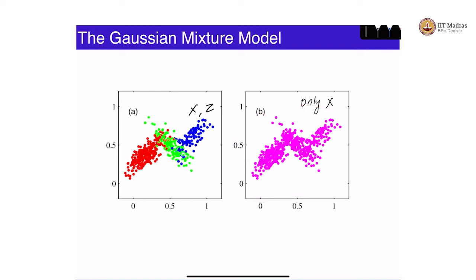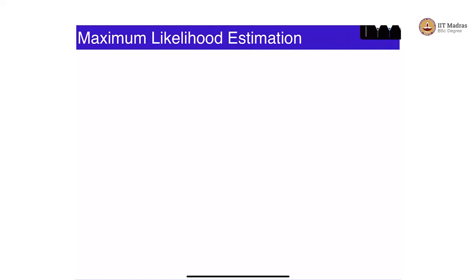Now the question is, can you estimate the parameters pi k, mu k and sigma k? Because this is also a parametric family, and we have been doing parameter estimation using maximum likelihood for parametric families like normals, uniforms, normal with mean and variance, and so on. Can we do the same thing for the Gaussian mixture model? Yes, you could try. Maximum likelihood seems to be a valid thing to do here. Let's do that.